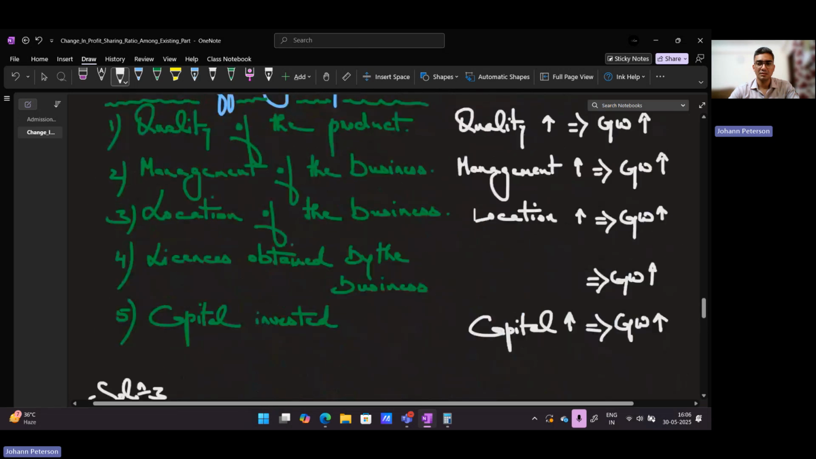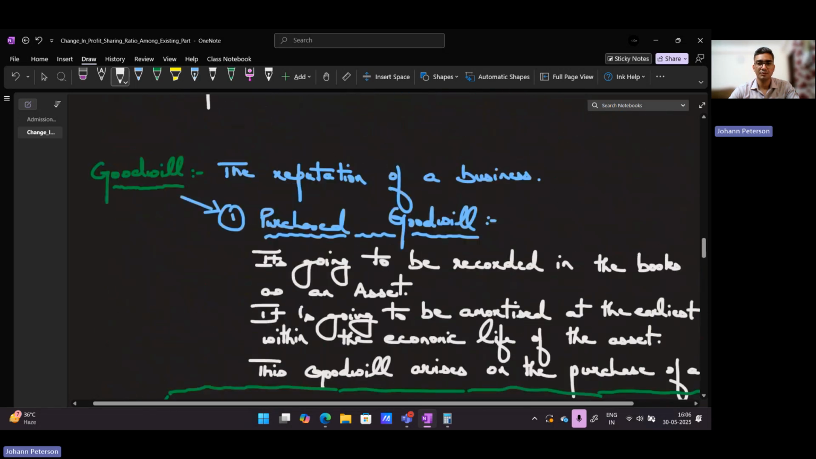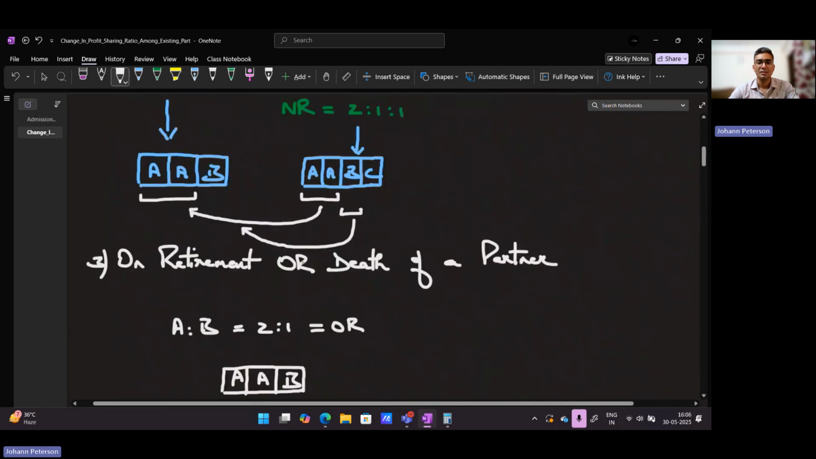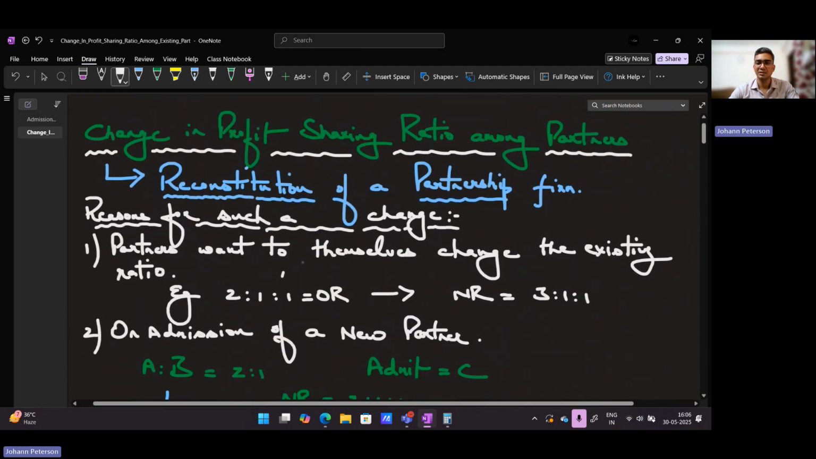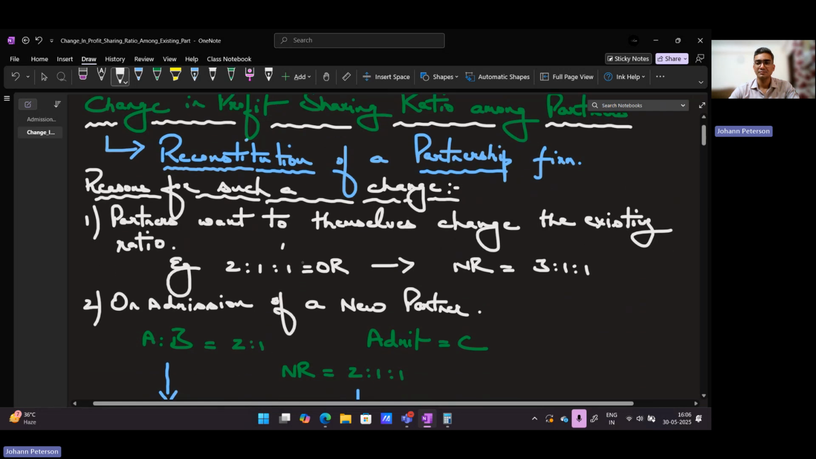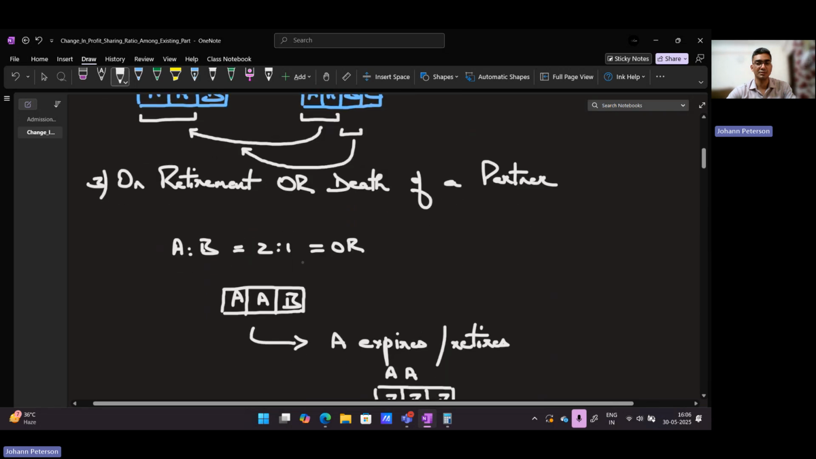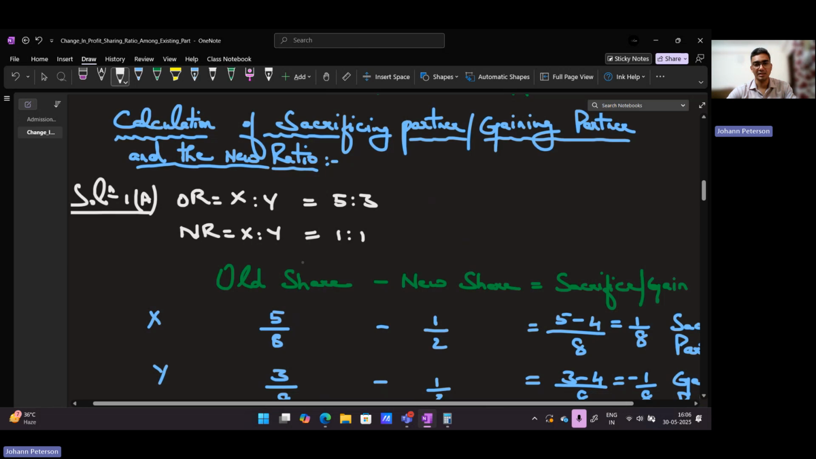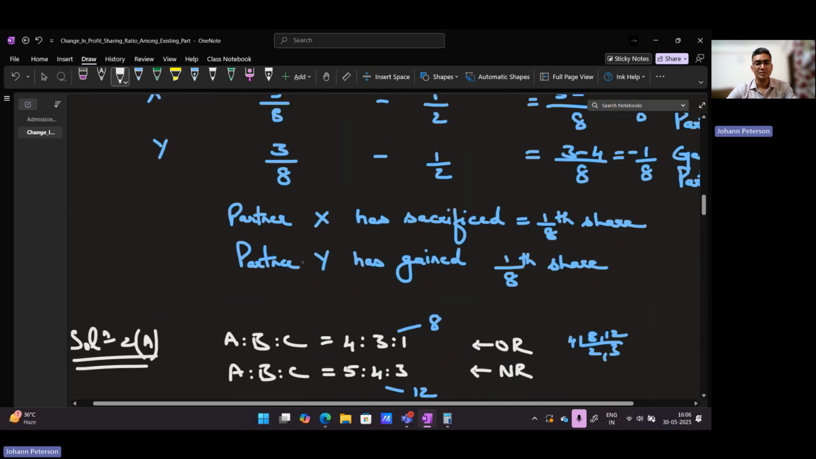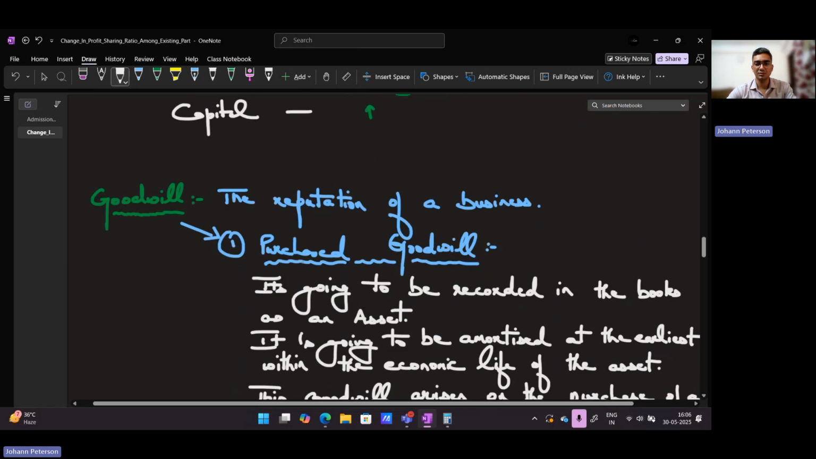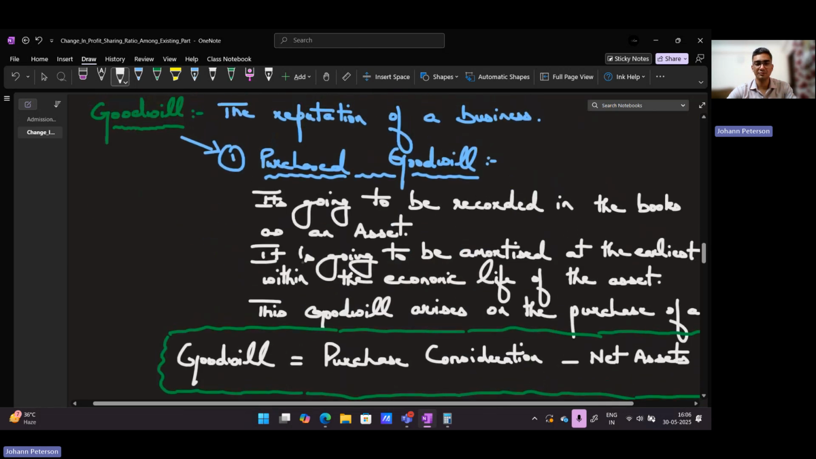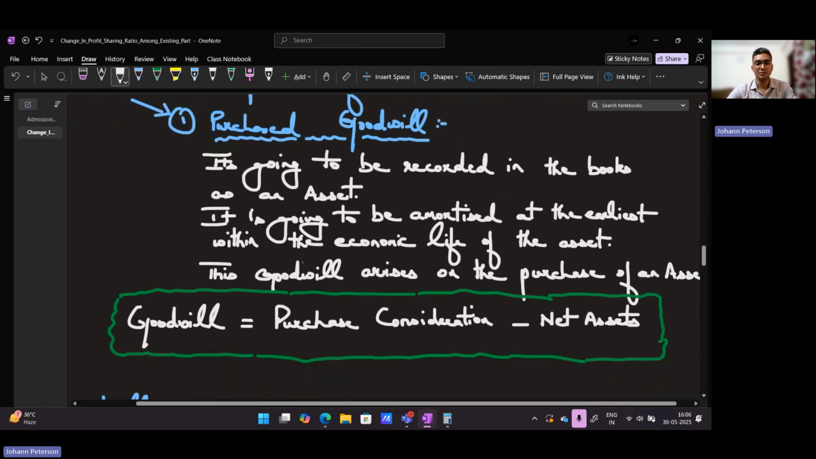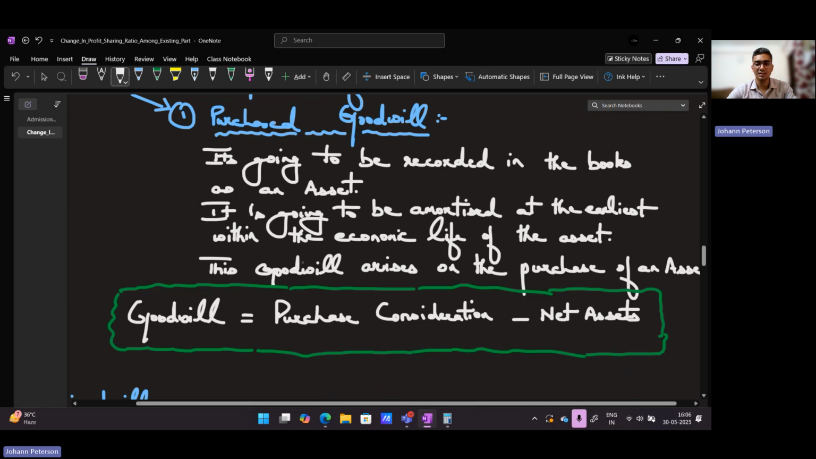So these are basically the introduction of this chapter. We have spoken about what happens when the profit sharing ratio changes. We said that a new ratio is found on admission, on retirement, or death, or when two firms amalgamate. Then we saw about the sacrificing, the gaining ratio, and the new ratio. We also saw something about goodwill. We saw two types of goodwill. The first was purchase goodwill, which we said is recorded in the books, which we calculated with a formula, which is purchase consideration minus the net assets.